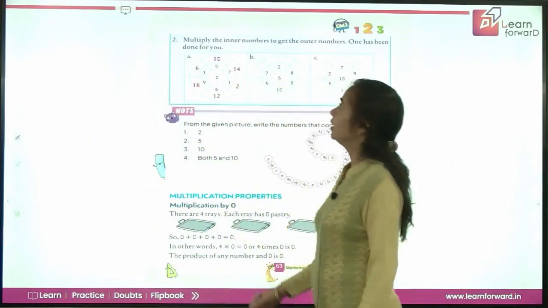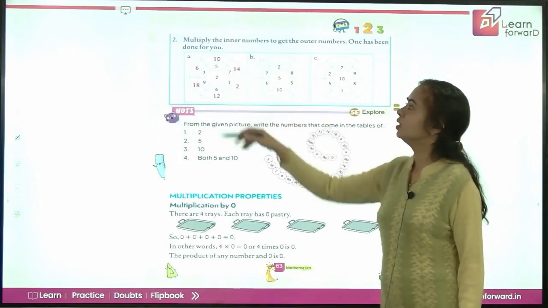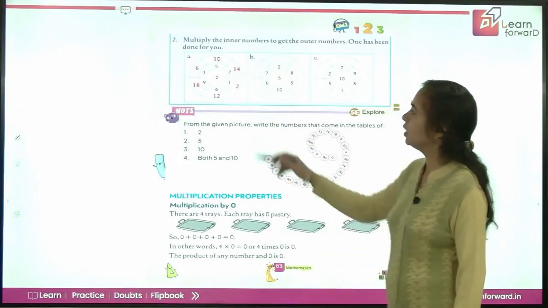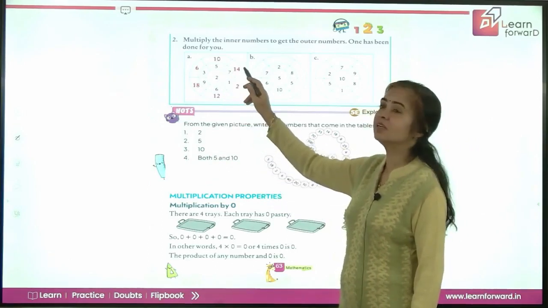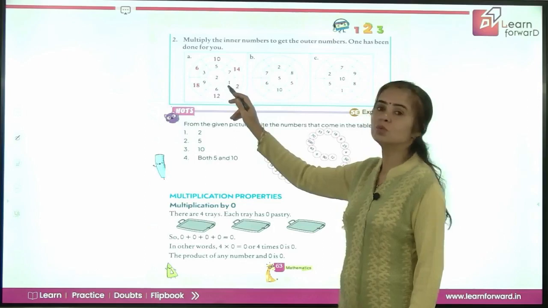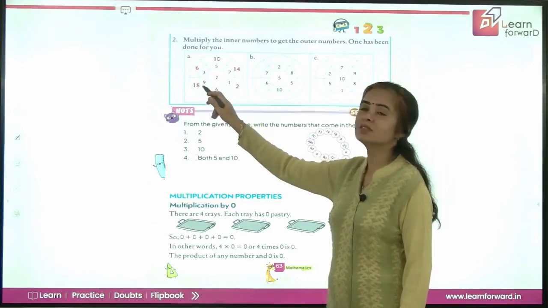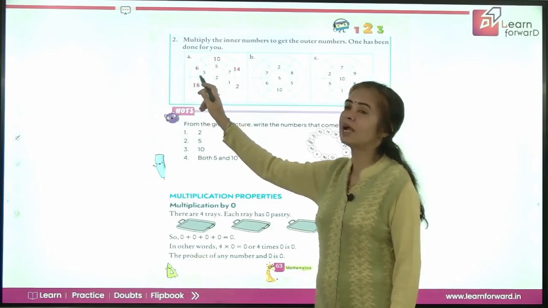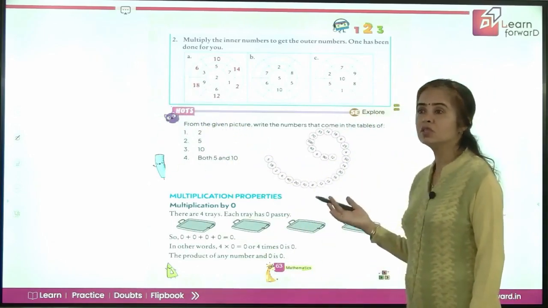Now, going ahead, multiply the inner numbers to get the outer numbers. So, what you are doing here, 2 times 5 is 10. 2 times 7 is 14. 2 times 1 is 2. 2 times 6 is 12. 2 times 9 is 18 and 2 times 3 is 6. So, this will help you in doing dodgings also.